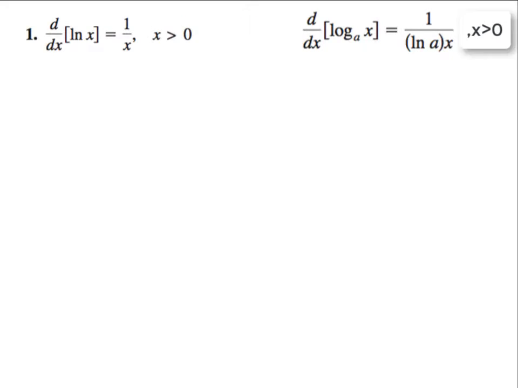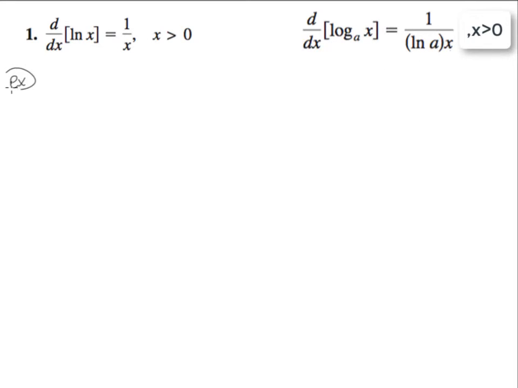Our next two derivative identities you need to know: the derivative of the natural log of x is equal to 1 over x. Notice that there's a requirement that x has to be greater than 0. If you remember your logarithm rules, the inside function of a logarithm must be positive. Our second rule is that the derivative of log base a of x is equal to 1 divided by the natural log of a times x.